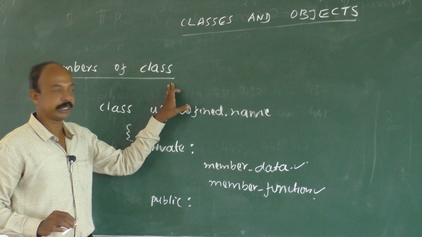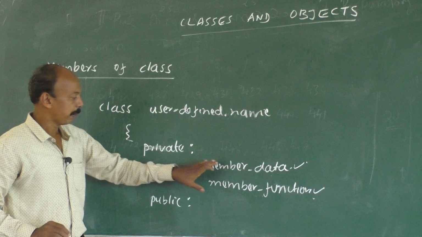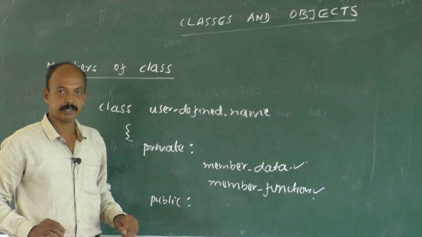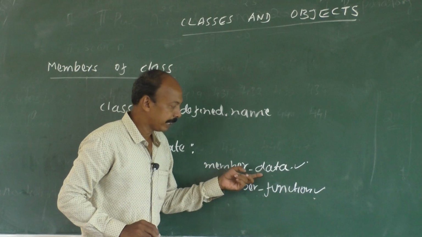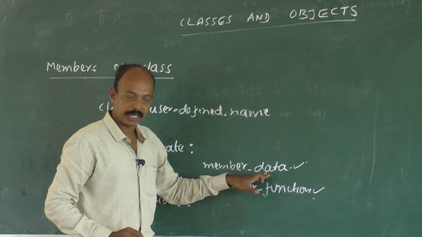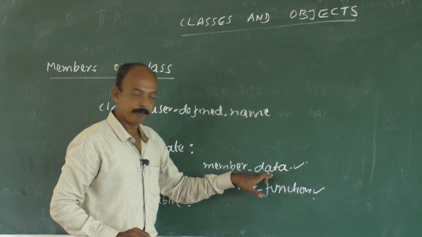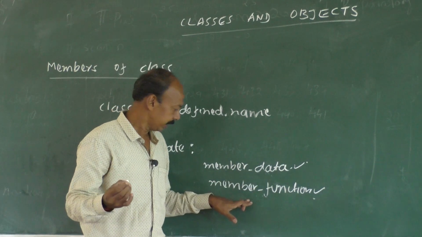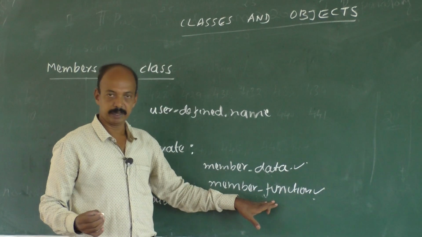2 mark question, which are the members of a class? They are member data and member function. So what is the difference between the member data and member function? Whatever variables that we are going to define comes under member data. The functions that we are going to define comes under member function.